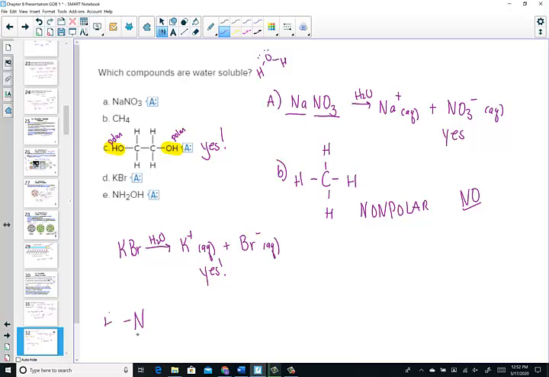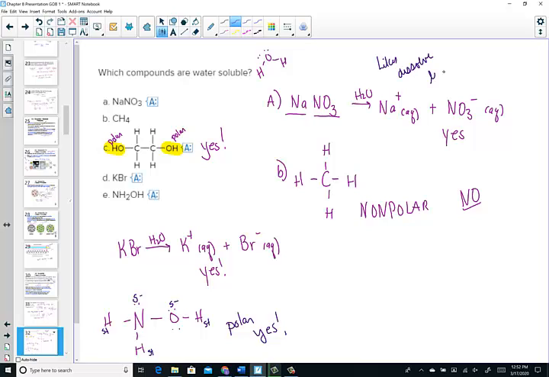NH2OH, think about what this looks like. You have a hydrogen leading to a nitrogen, then an O, then an H. We can see all kinds of polar regions. We have a very electron-rich area on the nitrogen, as well as an electron-rich area on the oxygen, and these partial positives just based on polarity of the bonds. And so this is a polar solute, and so yes, this will also form a solution with water. Likes dissolve likes.